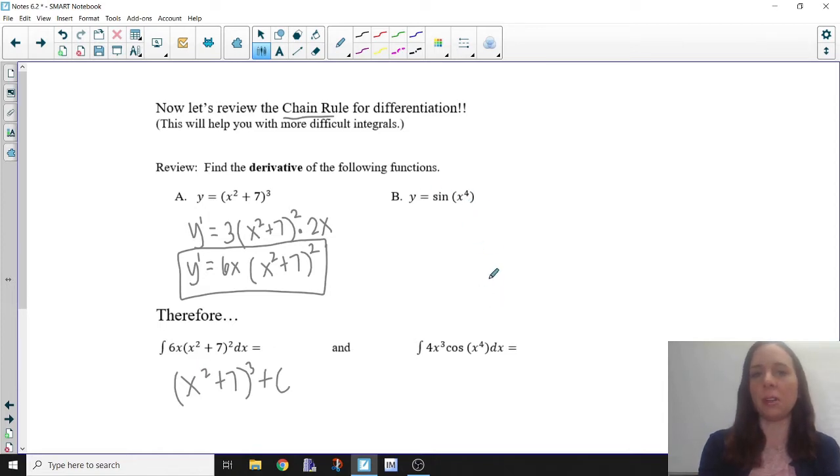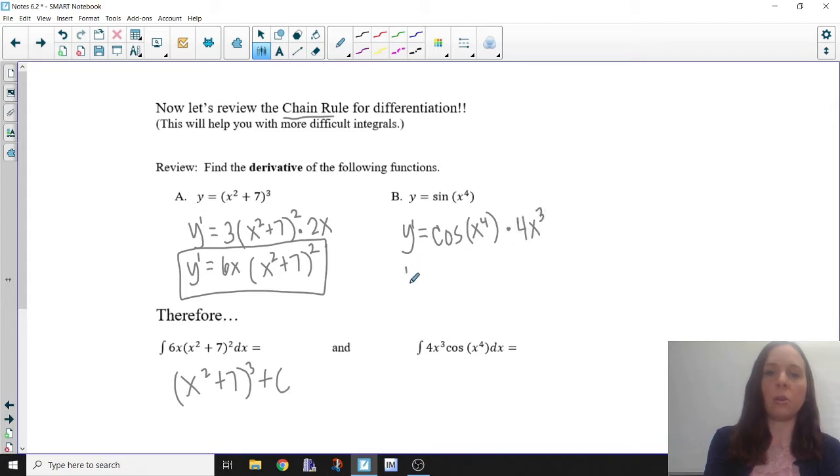Let me show you another example with part B over here. If my function is sine of x to the 4th, that's a composition of functions, so I'm going to take the derivative with chain rule. The derivative of sine is cosine. Chain rule says bring along that inner function, and then multiply by the derivative of it out here, and the derivative of x to the 4th is 4x cubed. I could rewrite that as 4x cubed in front of cosine of x to the 4th.